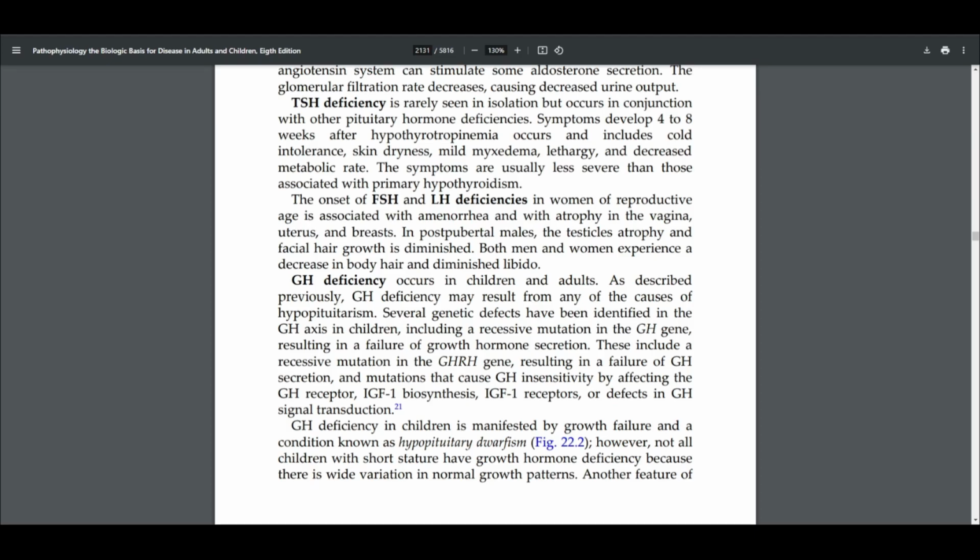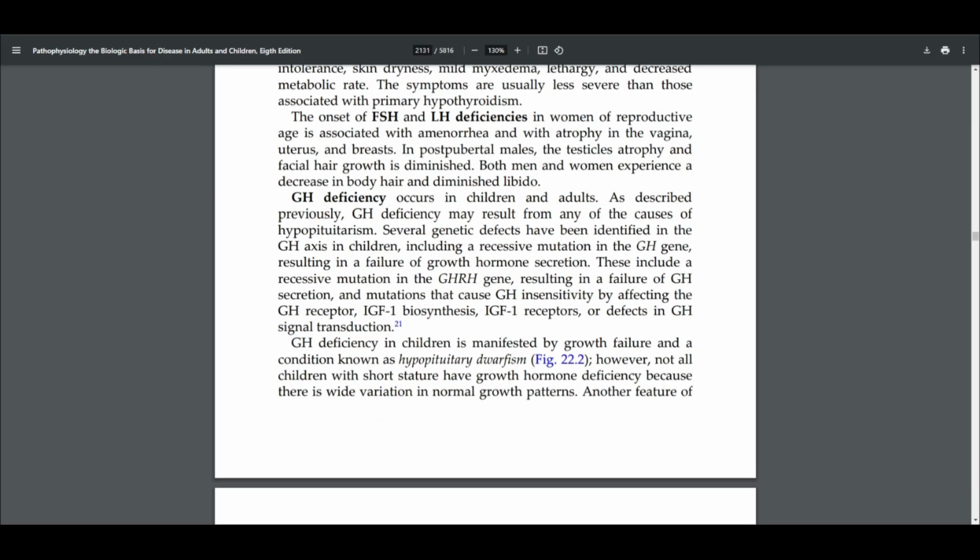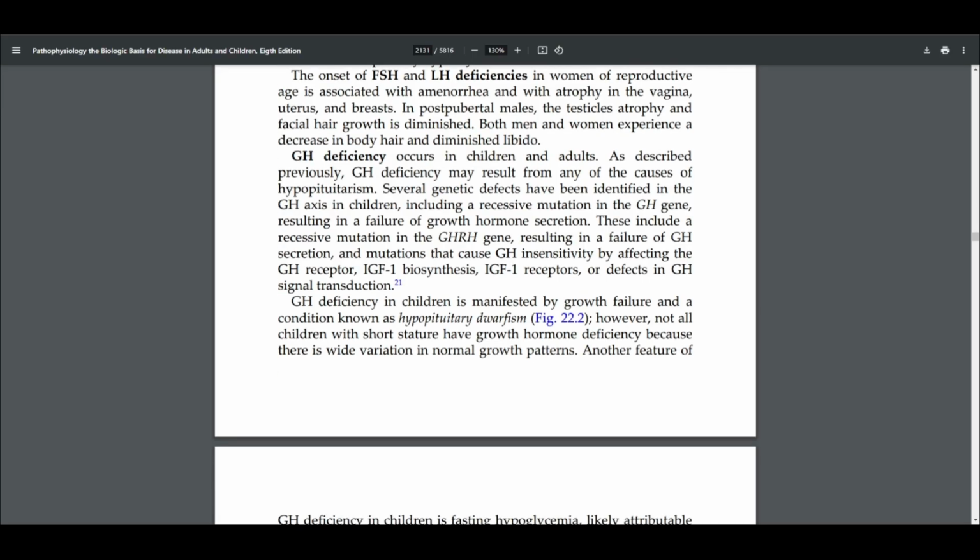TSH deficiency is rarely seen in isolation, but occurs in conjunction with other pituitary hormone deficiencies. Symptoms develop 4 to 8 weeks after hypothyroidism occurs and include cold intolerance, skin dryness, mild myxedema, lethargy, and a decreased metabolic rate. The symptoms are usually less severe than those associated with primary hypothyroidism. The onset of FSH and LH deficiency in women of reproductive age is associated with amenorrhea and with atrophy of the vagina, uterus, and breast.